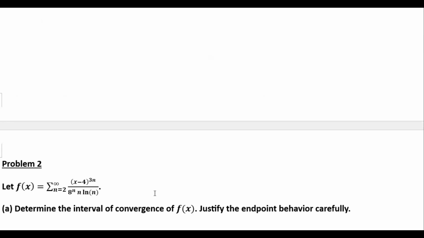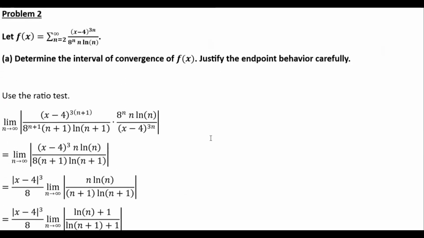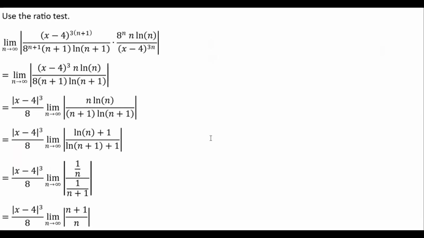We want to determine the interval of convergence, justify endpoint behavior carefully. How do we get the interval of convergence? We first get the radius of convergence by the ratio test. So if this will move, there we go. Okay. Here's the setup.